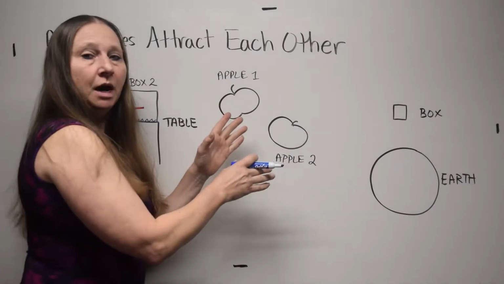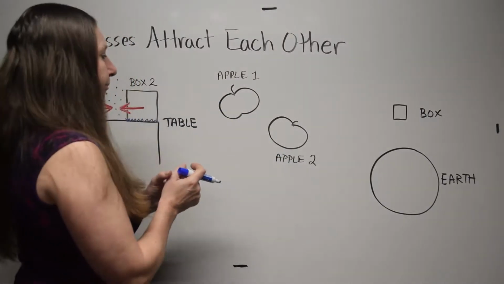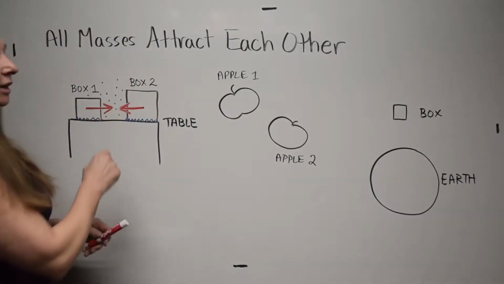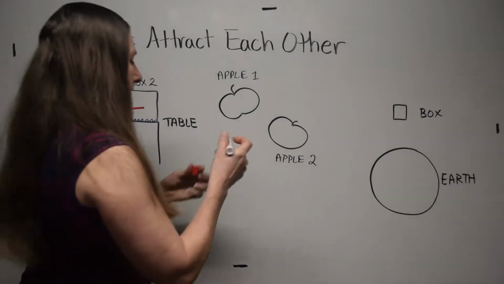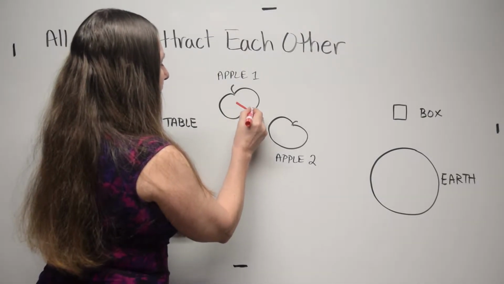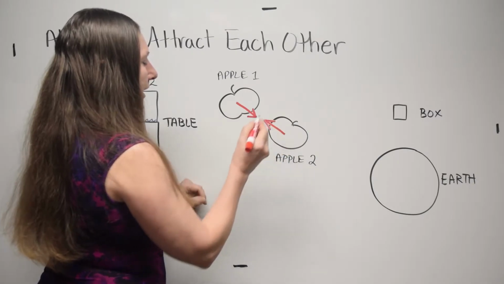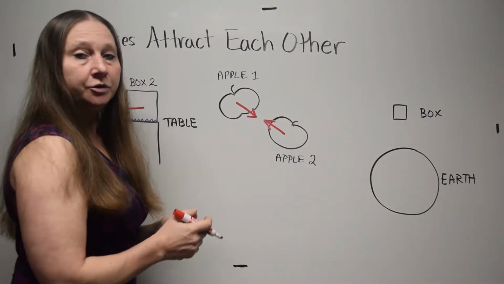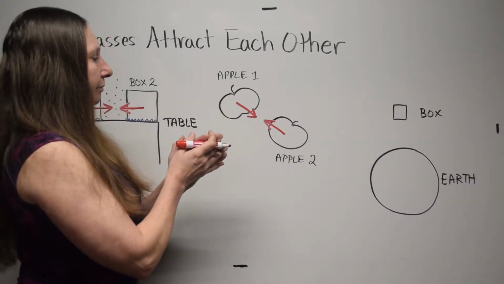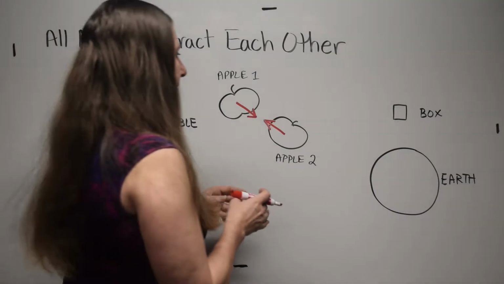Now, if you take those two boxes or two apples or two anything and put them in outer space, there's no air to get in the way, there's no friction to get in the way. So after thousands of years or millions of years, with the gravitational force of this apple pulling that apple, and that apple pulling this apple, those two apples are going to come together. They can do it in outer space because all this other stuff is not getting in the way.